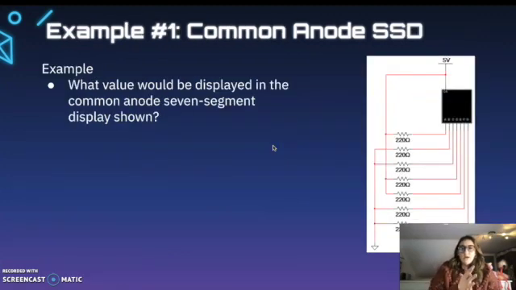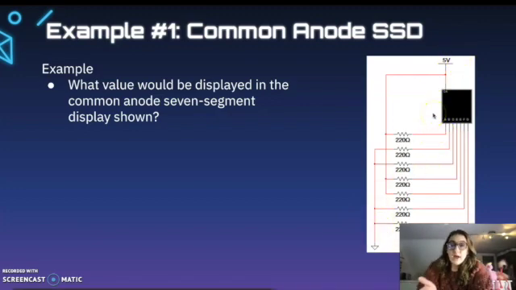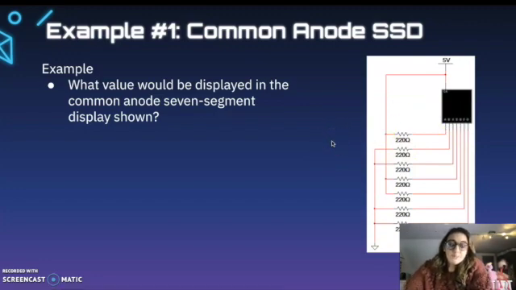Let's work through an example. Looking at this 7-segment display, based upon what we have, what value would be displayed on the common anode 7-segment display? We need to look at what is connected to the 5 volts and what is connected to the ground. If you did not jot down the chart for the 7-segment display, you're going to want to do that, because right now I can see that some of these are connected to my 5 volts while some are connected to ground, and depending on what letter they are is going to depend on what portions of the 7-segment display are visually lit. I'm going to give you some time to work through this, and we will go over the answer together.